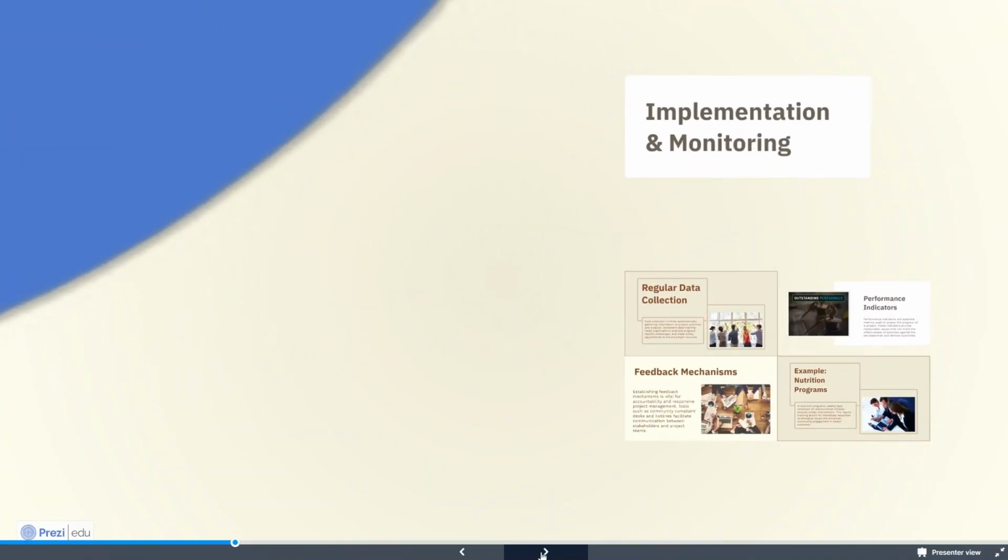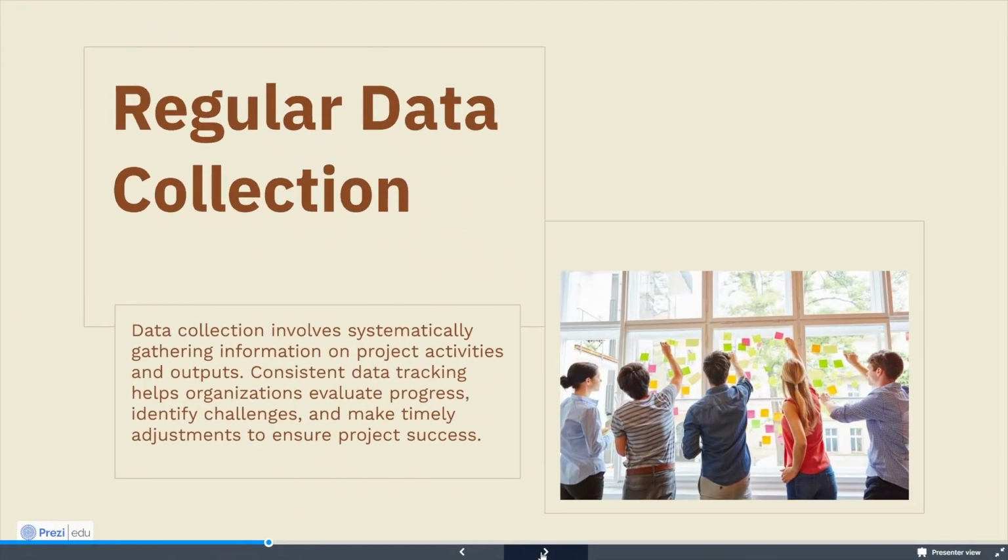In the implementation phase, monitoring is very crucial, starting from regular data collection. Data collection involves systematically gathering information on project activities and outputs. Consistent data tracking helps organizations evaluate progress, identify challenges, and make timely adjustments to ensure project success.